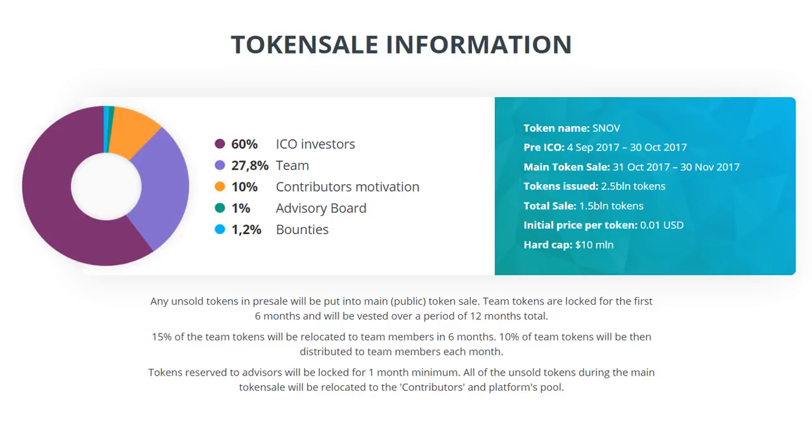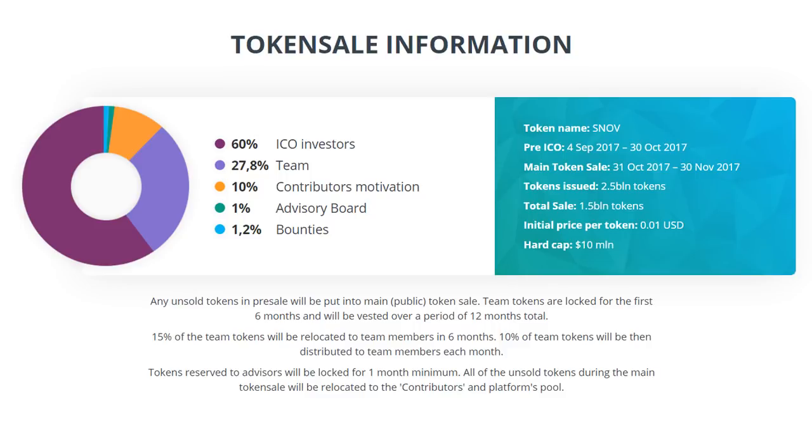Now, the token name, as I mentioned before, is the Snov, S-N-O-V. The pre-ICO happened between the 4th of September and 30th of October. The main token sale was just a month between end of October and end of November, and there were 2.5 billion tokens to be issued in total. The sale was 1.5 billion tokens, and the price for a token was 1 cent. The hard cap was set at $10 million. As I said, they did not meet the hard cap, so they have burned the rest of the tokens. I believe about a quarter of the total hard cap was sold.